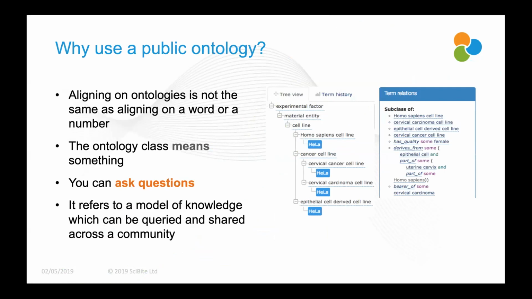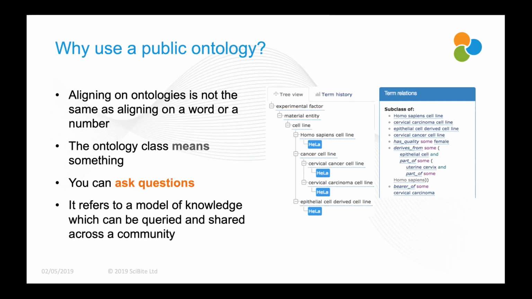So you can see that aligning to an ontology ID or URI is not the same as just aligning on a word or a number. That in itself is massively useful, because it improves interoperability, and it gives you the opportunity to align both within your organization or potentially outside your organization if you're using some sort of open vocabulary. But with an ontology class, it also means something.